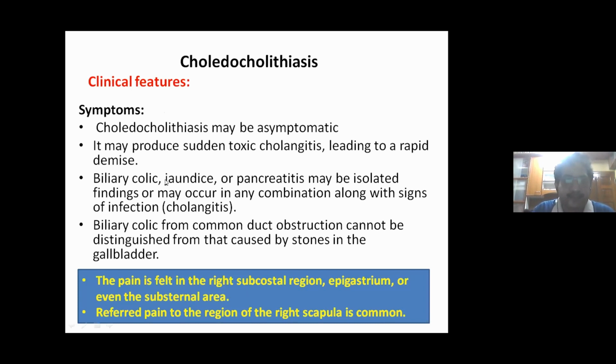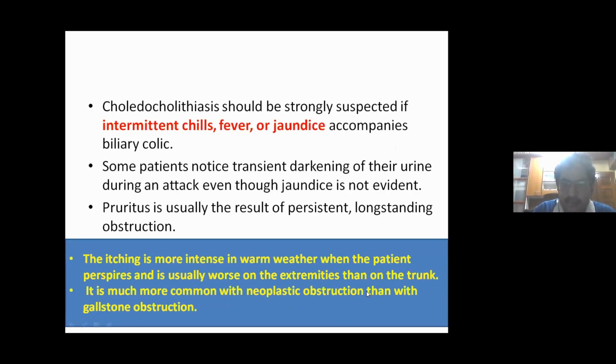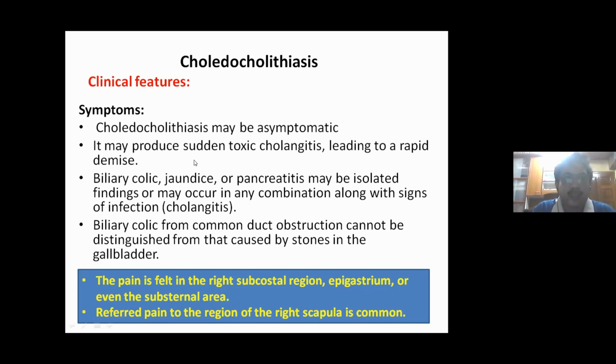That is clinical features. Symptoms. Choledocholithiasis may be asymptomatic. It may produce sudden toxic cholangitis leading to rapid demise. Biliary colic, jaundice or pancreatitis may be isolated findings or may come in combination with signs of infection. Biliary colic from common duct obstruction cannot be distinguished from that caused by stones in the gallbladder.